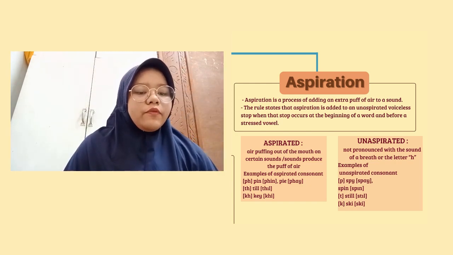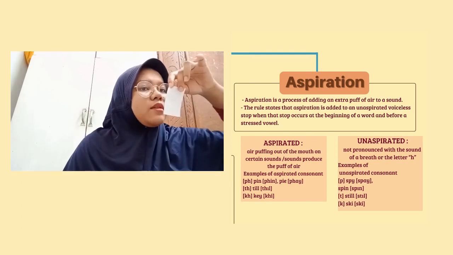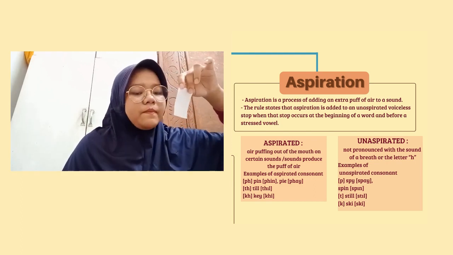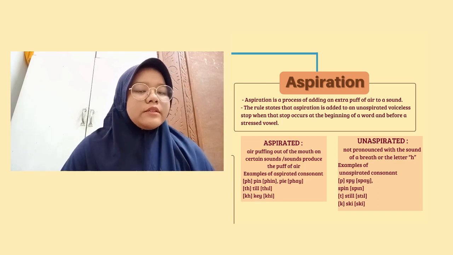Now, let's move on to unaspirated sounds. It means that it is not pronounced with the sound of a breath or the letter H. We can use a piece of paper again to see it. For example, the words spy, spin, steal, sky. There was no movement of the paper, so it is called an unaspirated sound.